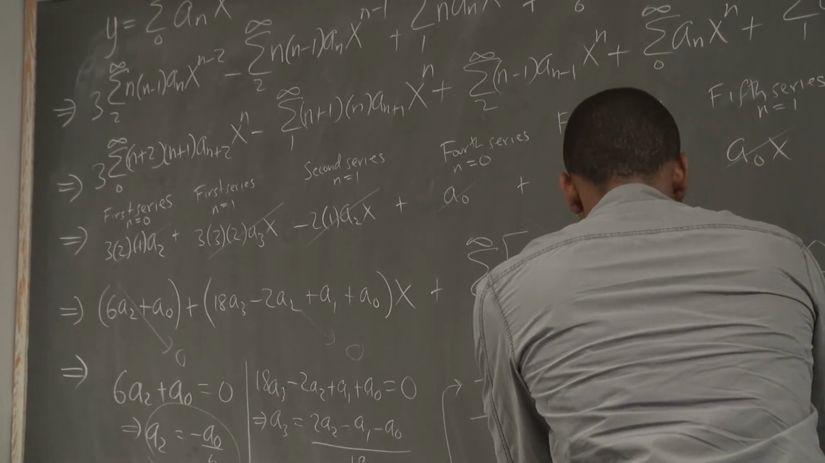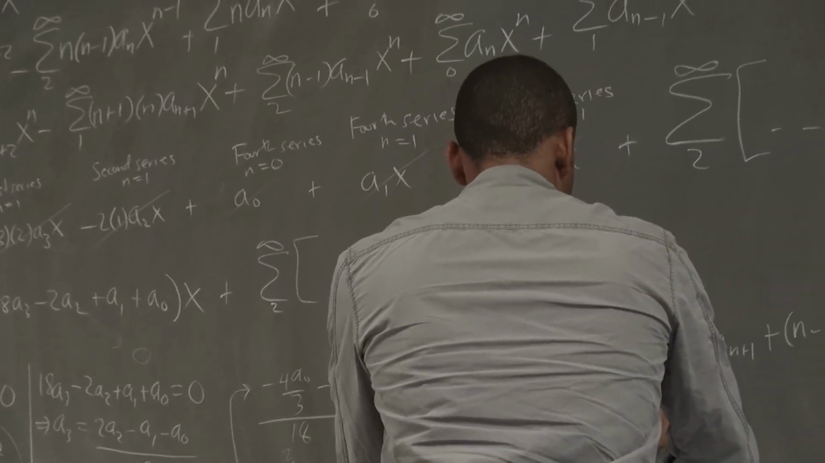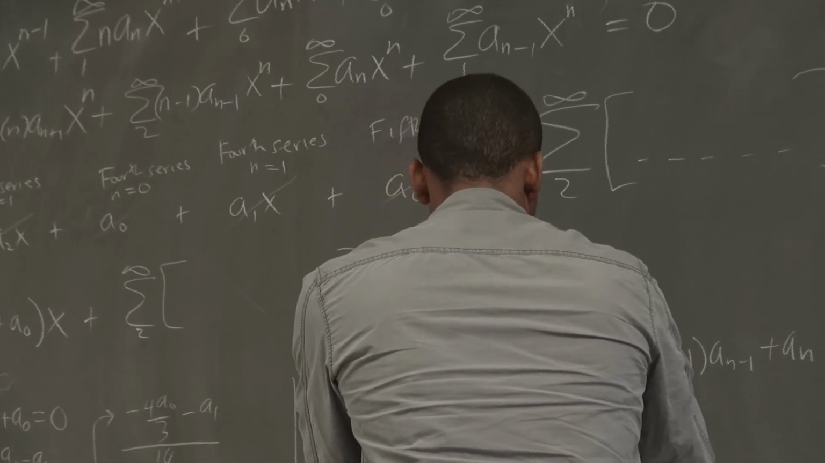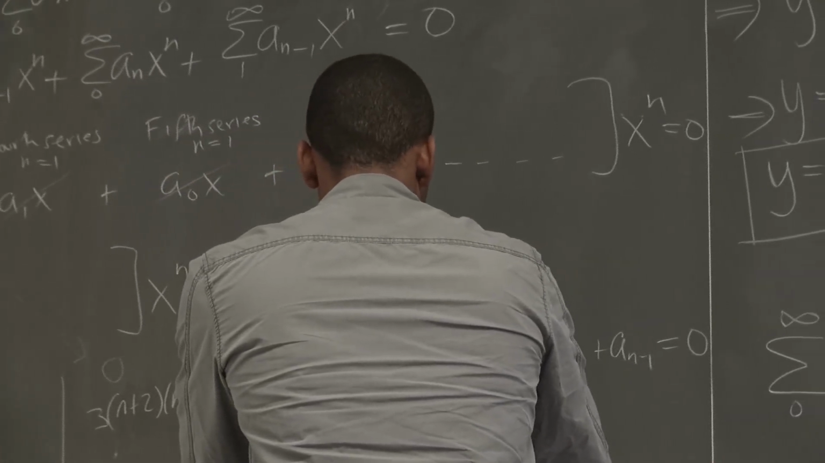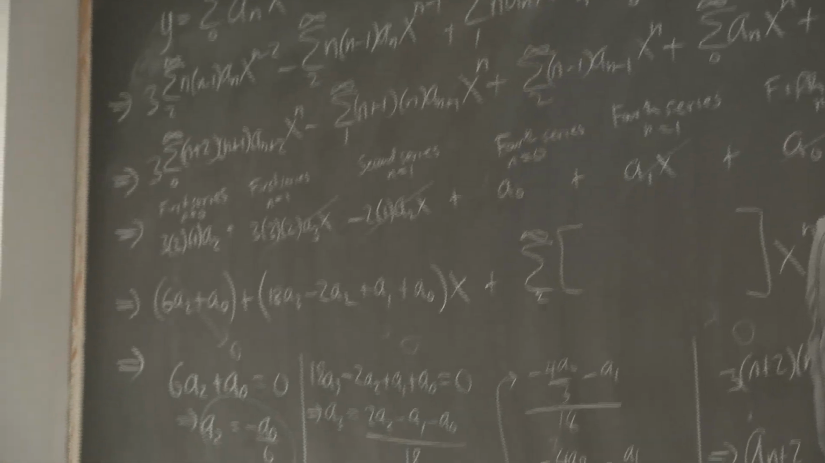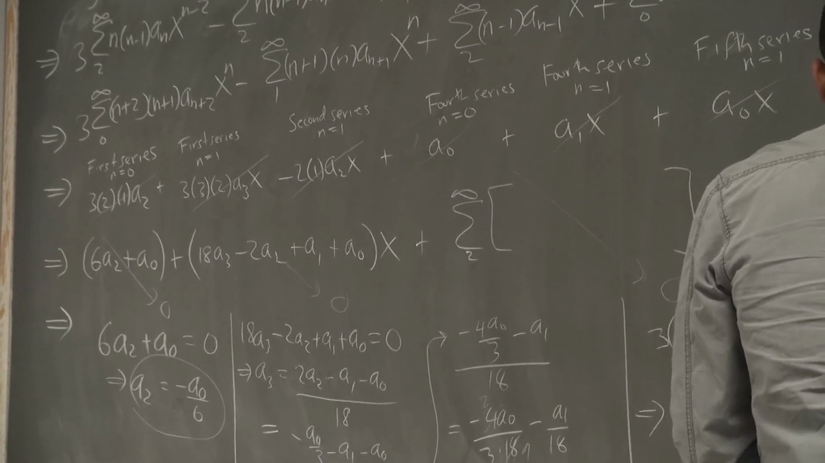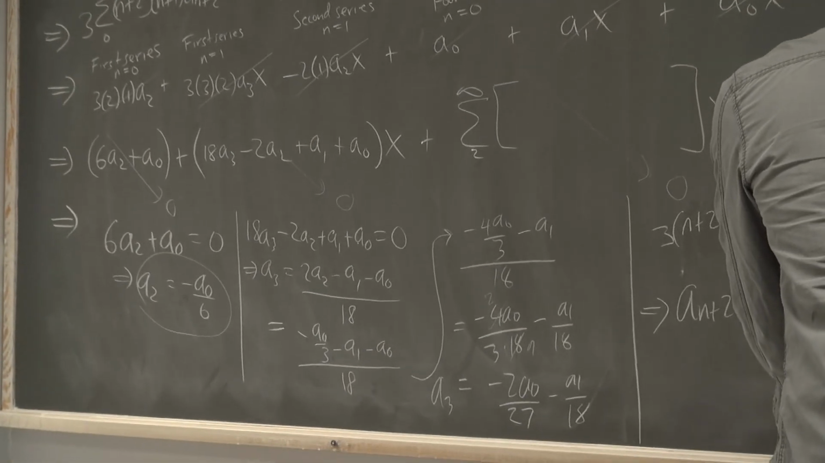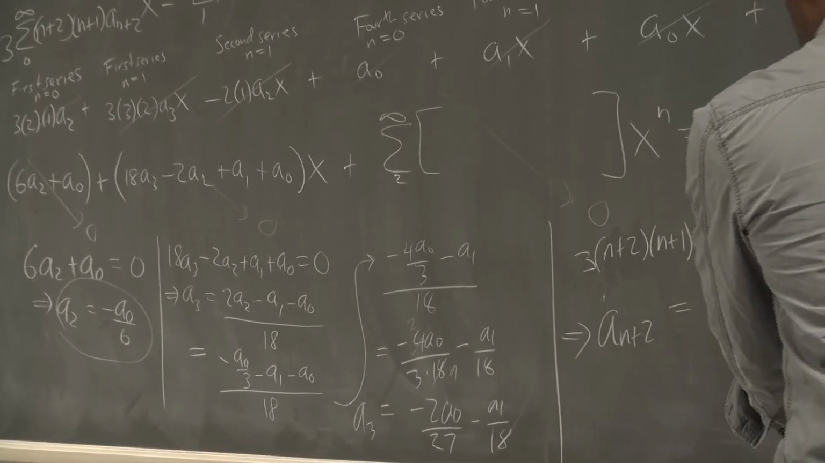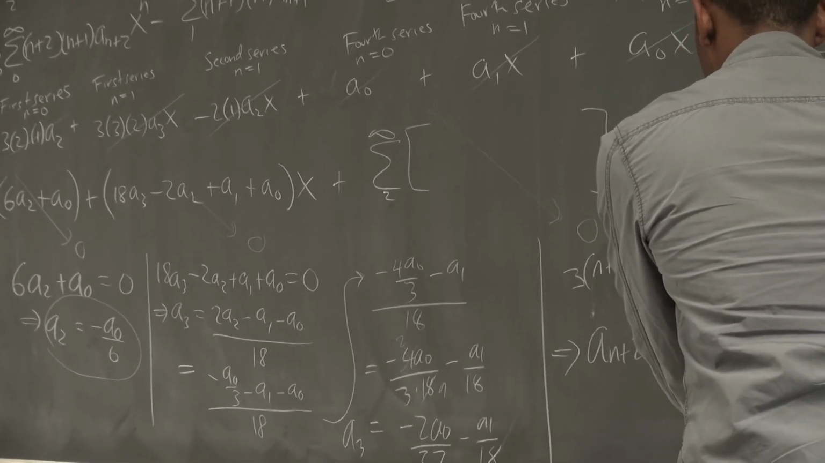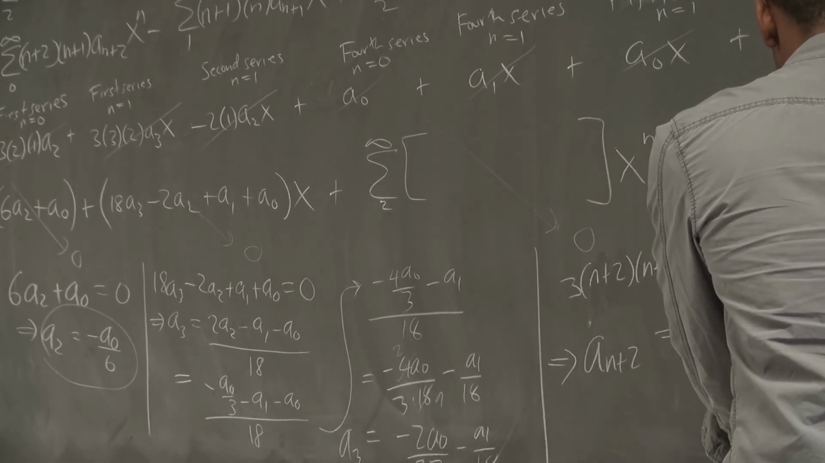This means if I solve for a n plus 2, I would have n times n plus 1 a n plus 1 minus n minus 1 a n minus n a n minus 1 plus a n, all over 3 times n plus 2 times n plus 1.